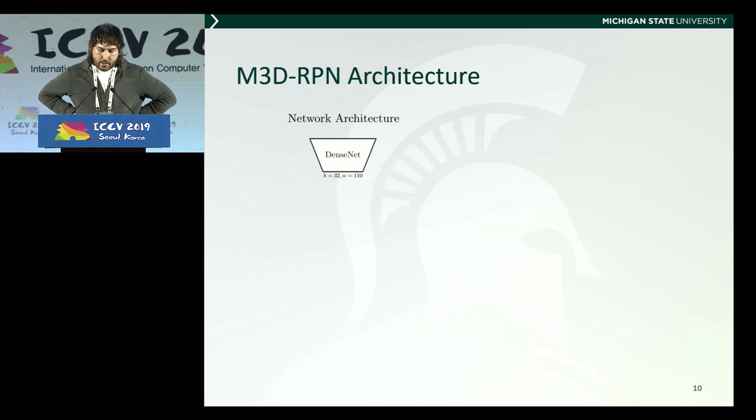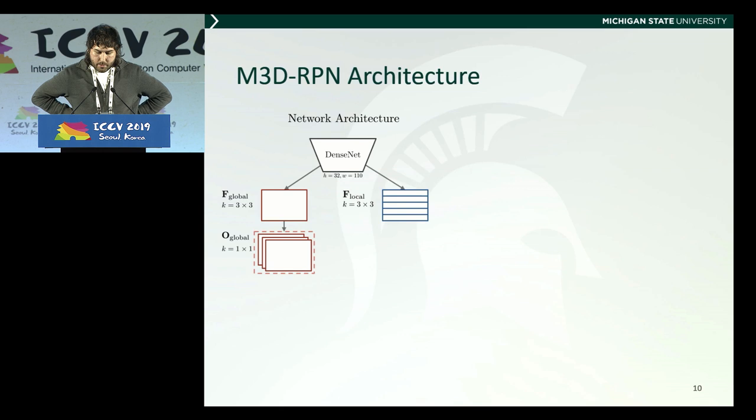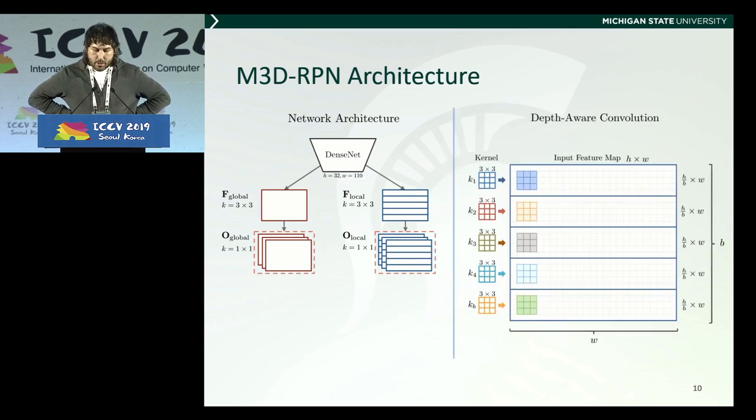Our architecture is built upon DenseNet as the backbone. We attach a global feature extraction layer, followed by output layers for each aforementioned variable. Similarly, we add an equivalently sized local branch, which uses depth-aware convolution instead. The depth-aware convolution operation simply groups a given feature map spatially into B row-wise bins, then applies a different kernel per bin. In this way, unique features can be learned at different levels of depth, assuming a consistent fixed camera view, often found in autonomous and surveillance applications.